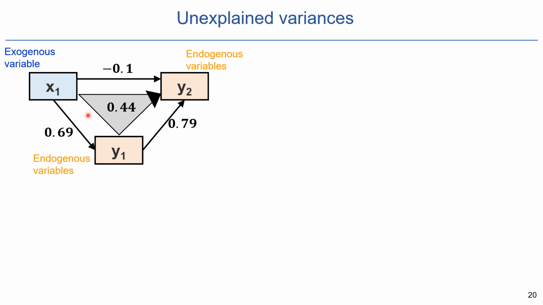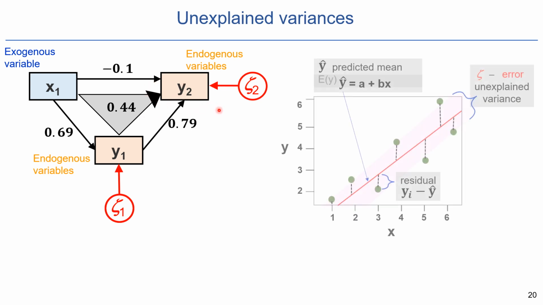But this means that x1 cannot 100% explain the variance in our y2 variable. And if it would explain 100%, then this total effect would be equal to 1. This means that there are some other sources that explain the variance in our endogenous variable. And you might be more familiar with this diagram where the unexplained variances are our residuals, the deviations of our data points from the predicted line.